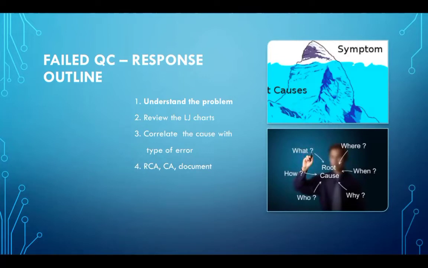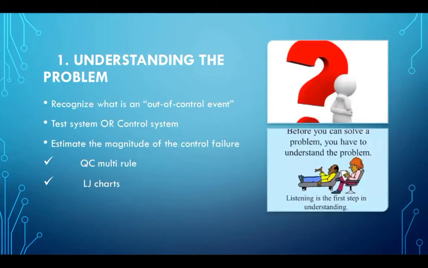We have to review Levey-Jennings charts. We have to see what is the error and what are the possibilities of these errors. Root cause analysis, corrective action, and documentation is very important. First, we have to understand the problem, only then we can solve the problem. So for this, a good understanding of the concept and good implementation of the concept in a situation is important.